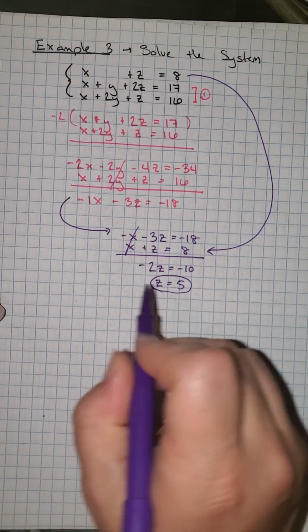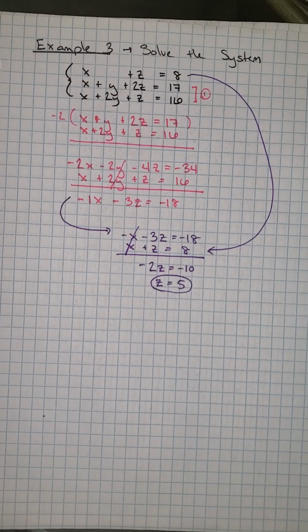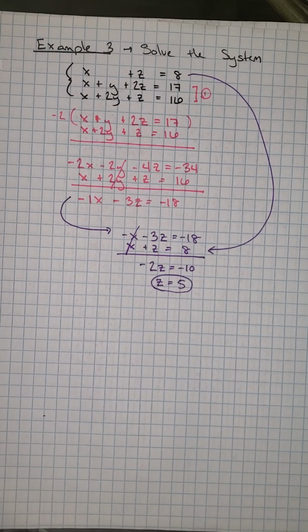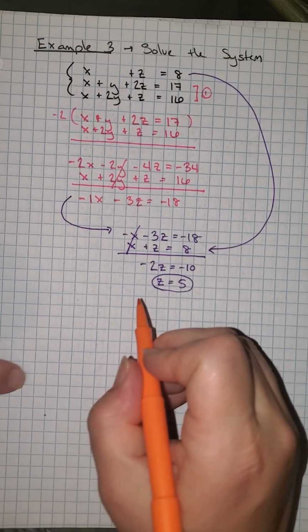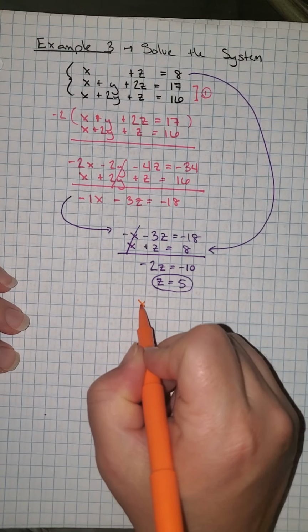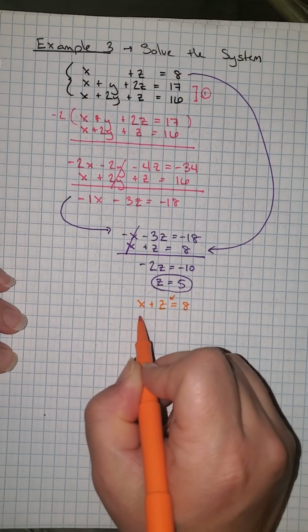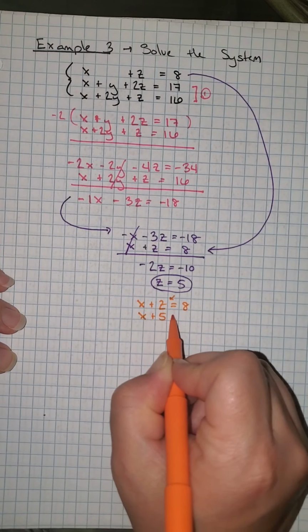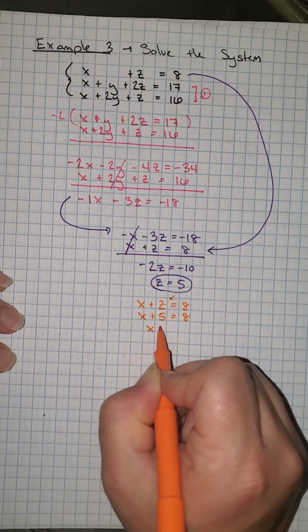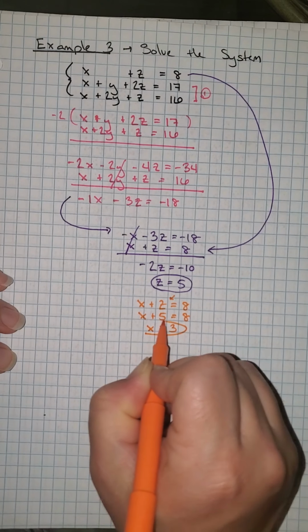There's one answer. Now I need to find an equation with a z and one other variable. I'm going to use the x plus z is 8. That's a nice and simple equation. Plug 5 in for z. So x plus 5 is 8. Subtract the 5 and you get x is 3.